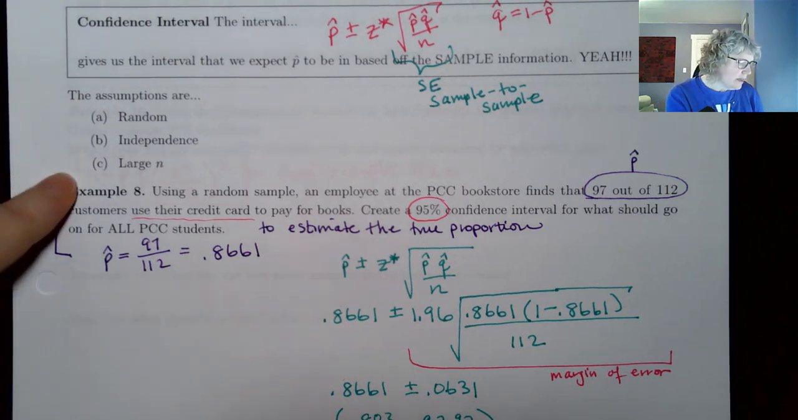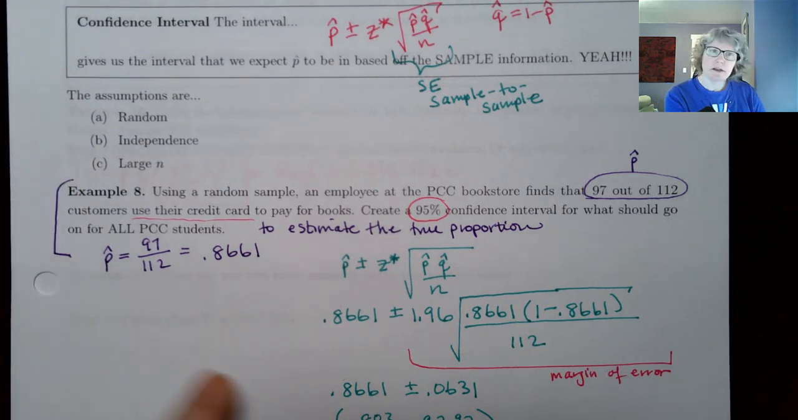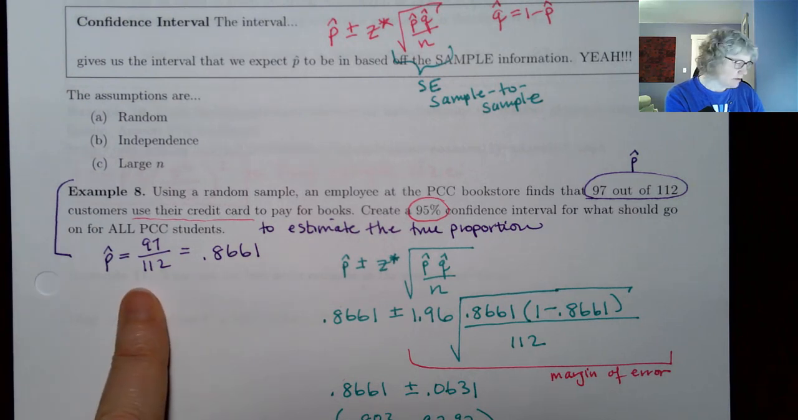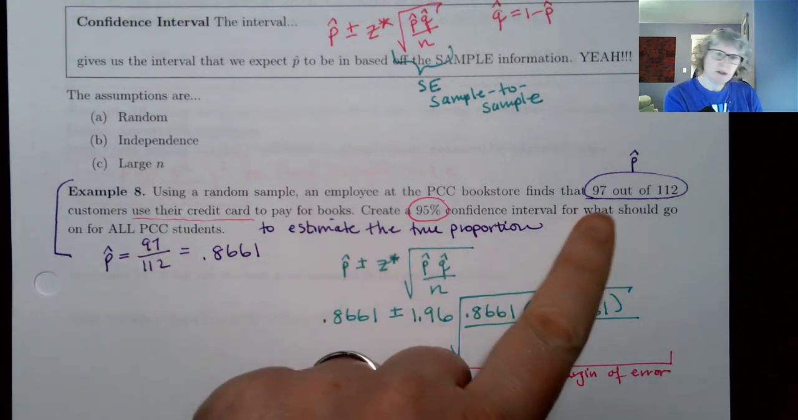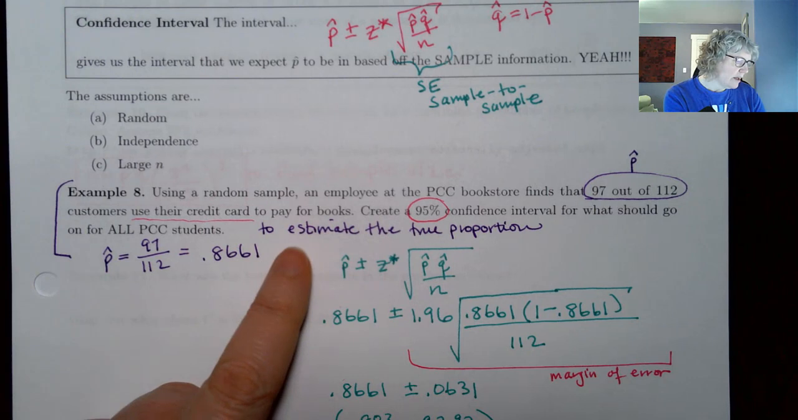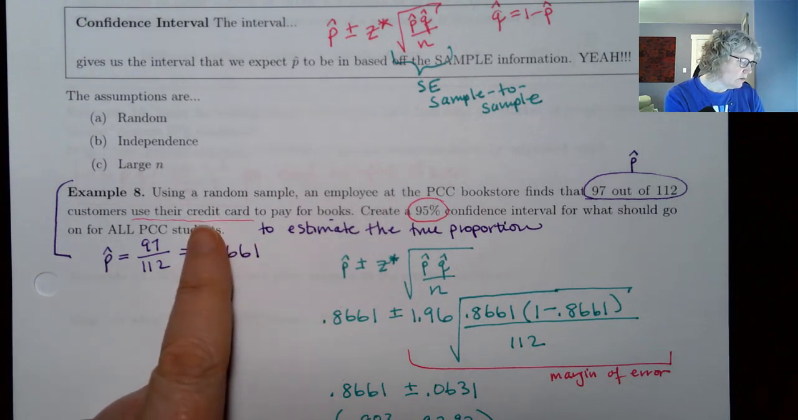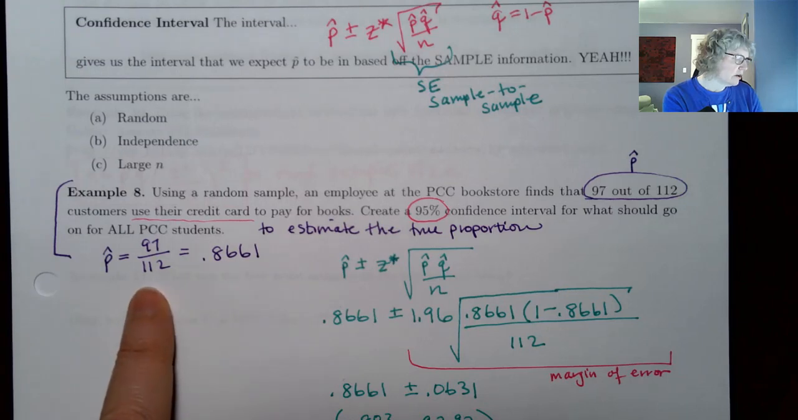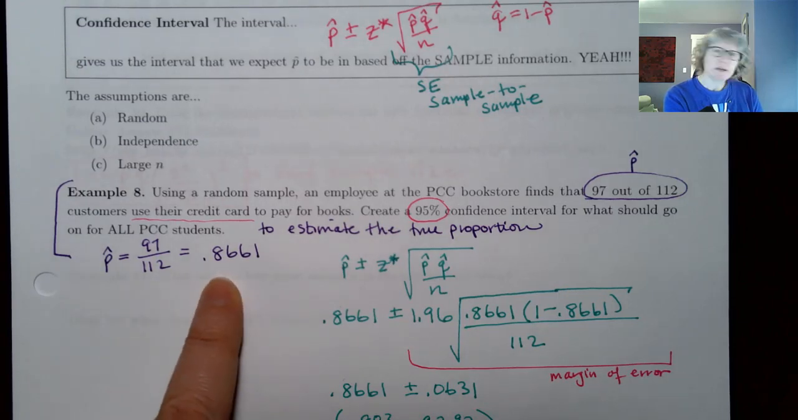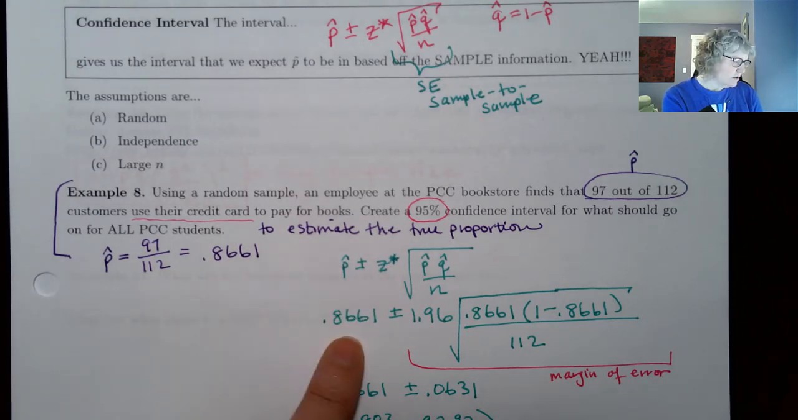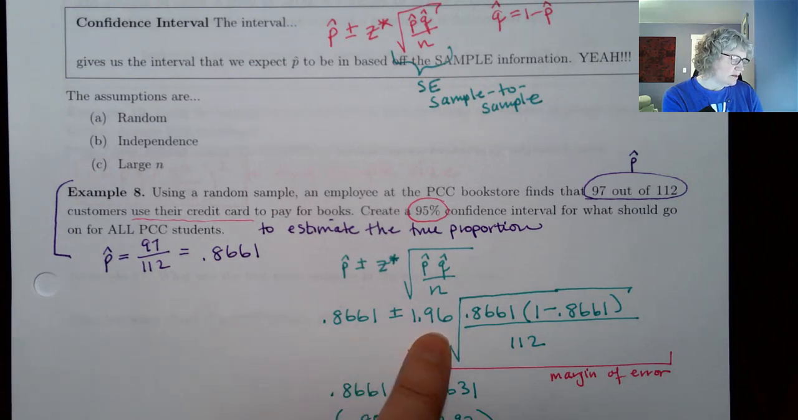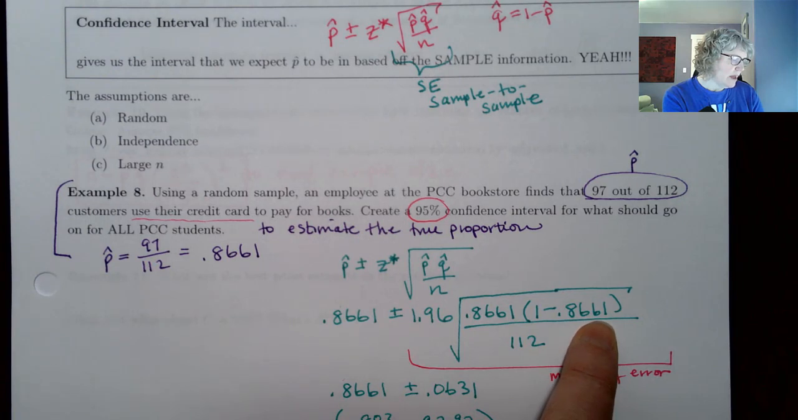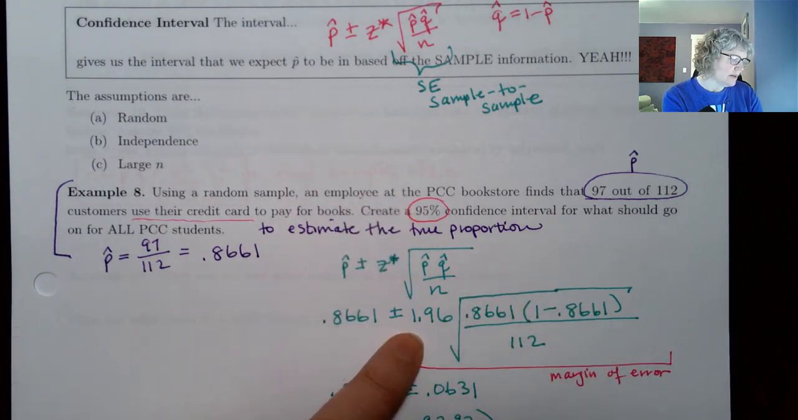Okay, and then we calculated this one. I didn't get to the condition, so we're going to do that together here. But we did go ahead and use our formula. We had 97 out of 112 students who had used a credit card to pay for books. 97 out of 112 is 0.8661. So we plugged that in everywhere for p hat, and then q hat is 1 minus that.